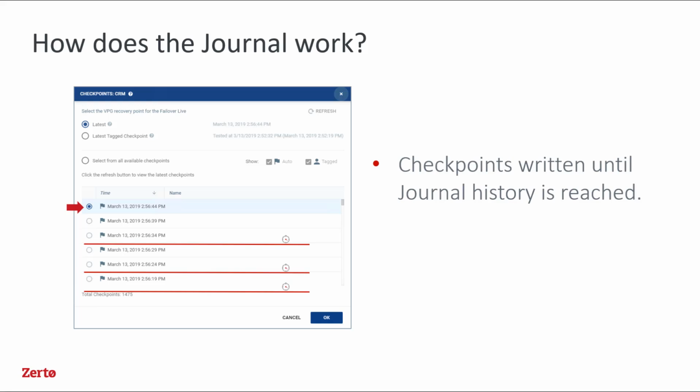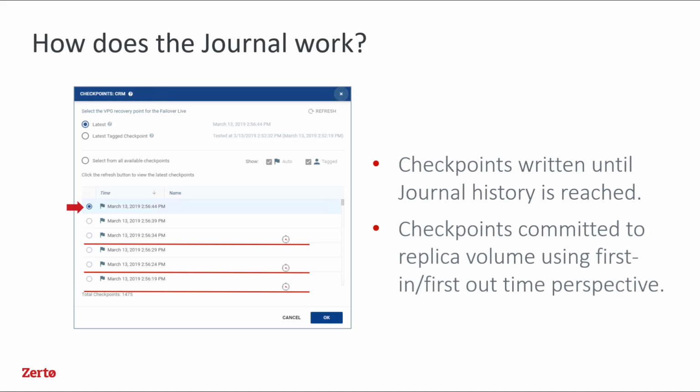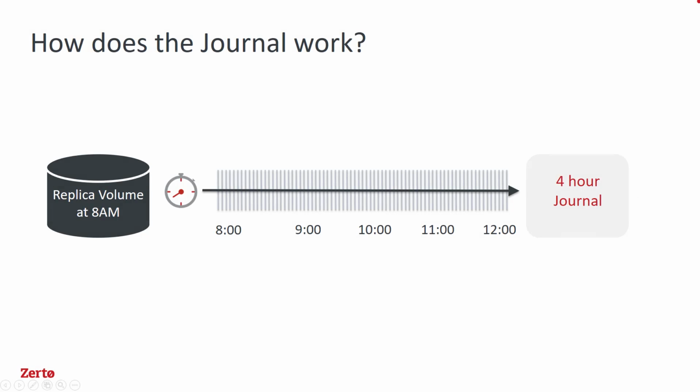Change data and checkpoints are written to the journal volumes until the user-specified journal history time or size is reached. Once this limit is reached, as new writes and checkpoints are written to the journal, older writes are written to the VM recovery virtual disks. The checkpoints are committed to the replica disks in a first-in, first-out order.